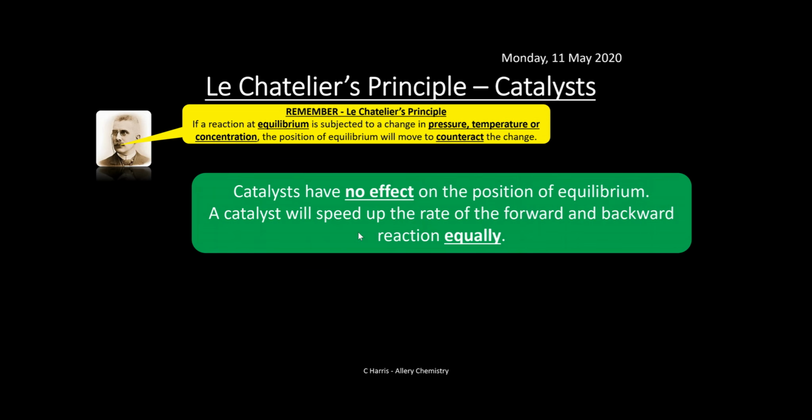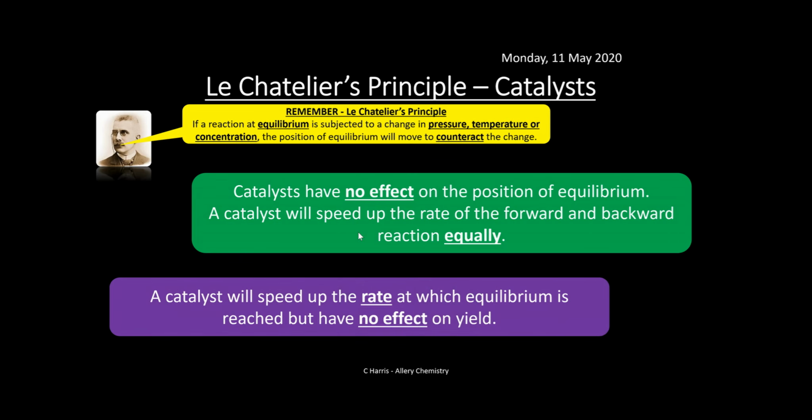Catalysts, this is the final thing to do with Le Chatelier's principle, but catalysts have no effect on the position of equilibrium whatsoever. All a catalyst does is speed up the forwards and backwards reaction equally. It just speeds up the rate at which equilibrium is established. It has no effect on yield whatsoever. Catalysts are there to lower the activation energy, remember, and to speed up a chemical reaction by providing an alternative route. So they do have a use, but they don't have any use here for equilibrium, other than speeding up the reaction.